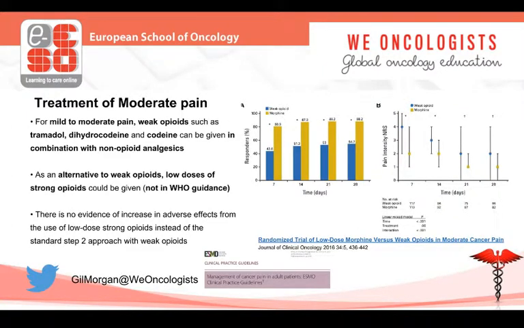In the treatment of moderate pain, weak opioids like tramadol and codeine can be used, and this should be combined with non-opioid analgesics such as paracetamol or ibuprofen. There is an alternative which is often practiced, but it's not in the WHO pain relief ladder. And this is to hop over step 2 and instead replace it with low doses of strong opioids. Although this is not in the relief ladder, the ESMO guidelines saw no adverse effect with this practice instead of the second step in the approach.